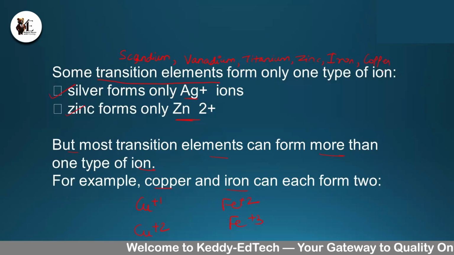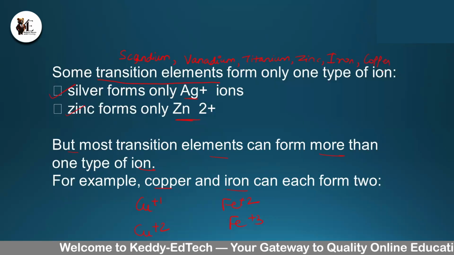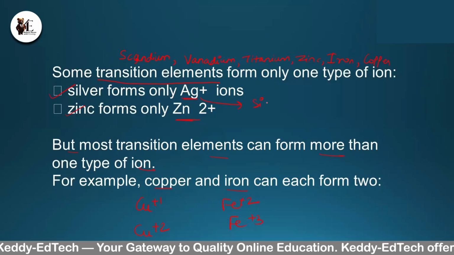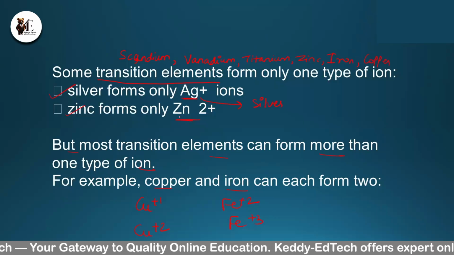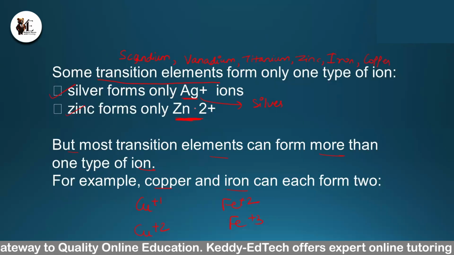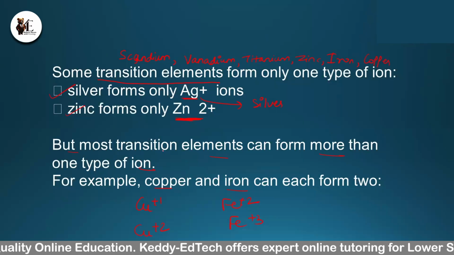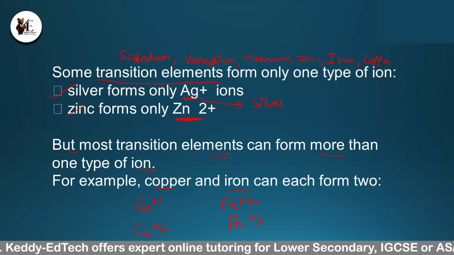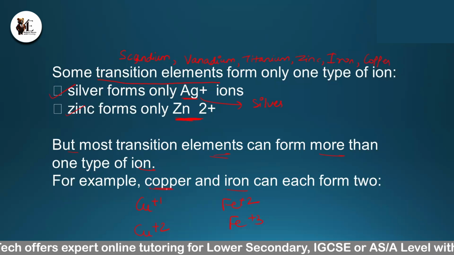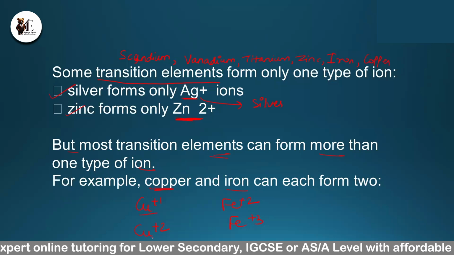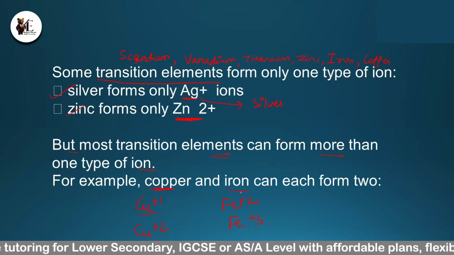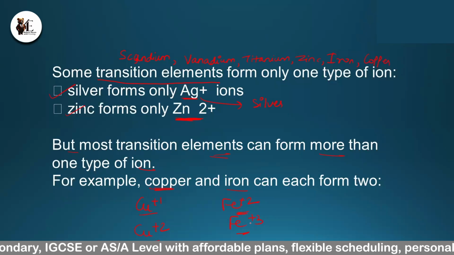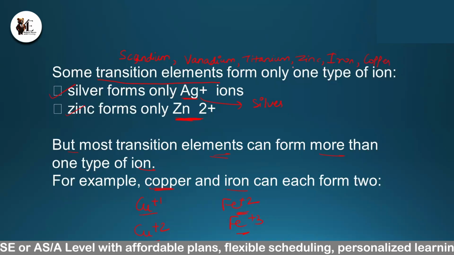So some of them can form only one type of oxidation state, one type of ion. For example, silver forms only silver plus 1. Zinc forms only zinc plus 2. But most transition elements can form more than one type of ion. For example, copper can form copper plus 1 and copper plus 2, and iron can form iron plus 2 and iron plus 3 also. We will see the examples in the next slide.